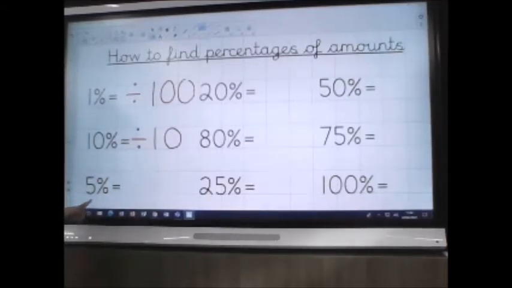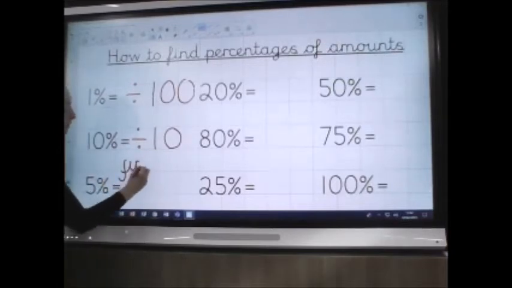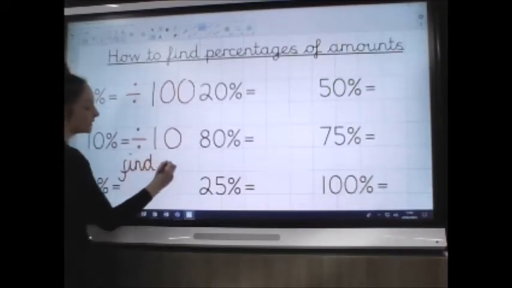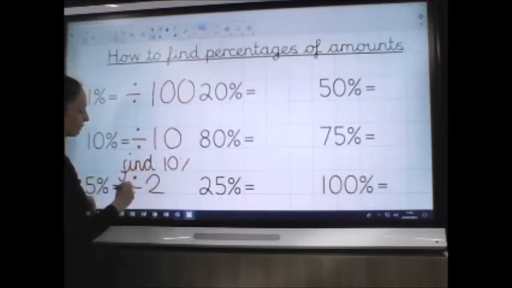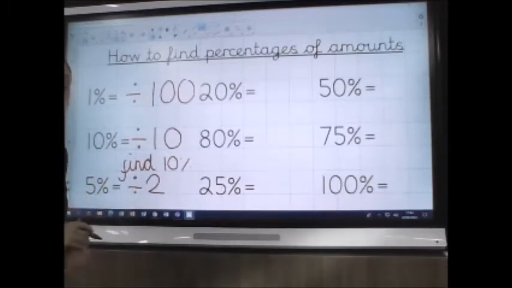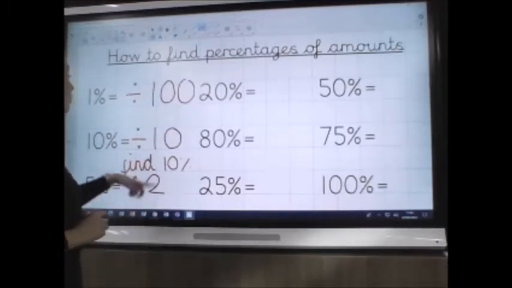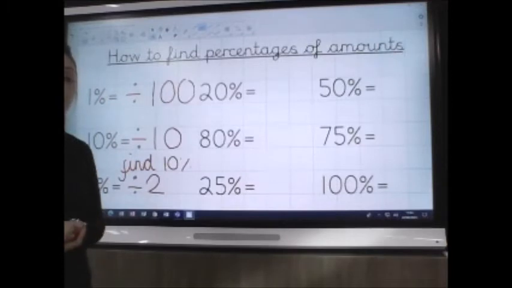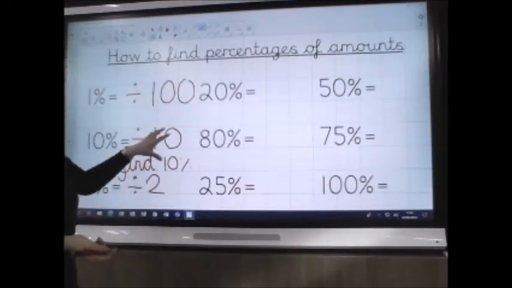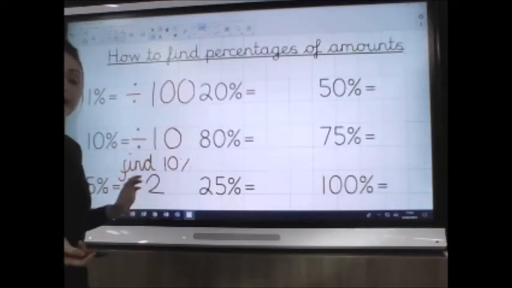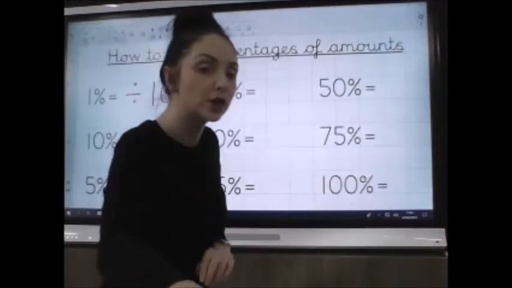If we want to find 5%, then we'd first find 10% and then divide it by 2. Okay, you can either do it that way, or you could find 1% and multiply it by 5. It's up to you. But I personally would find 10%, just divide it by 10 and then half it, divide it by 2.